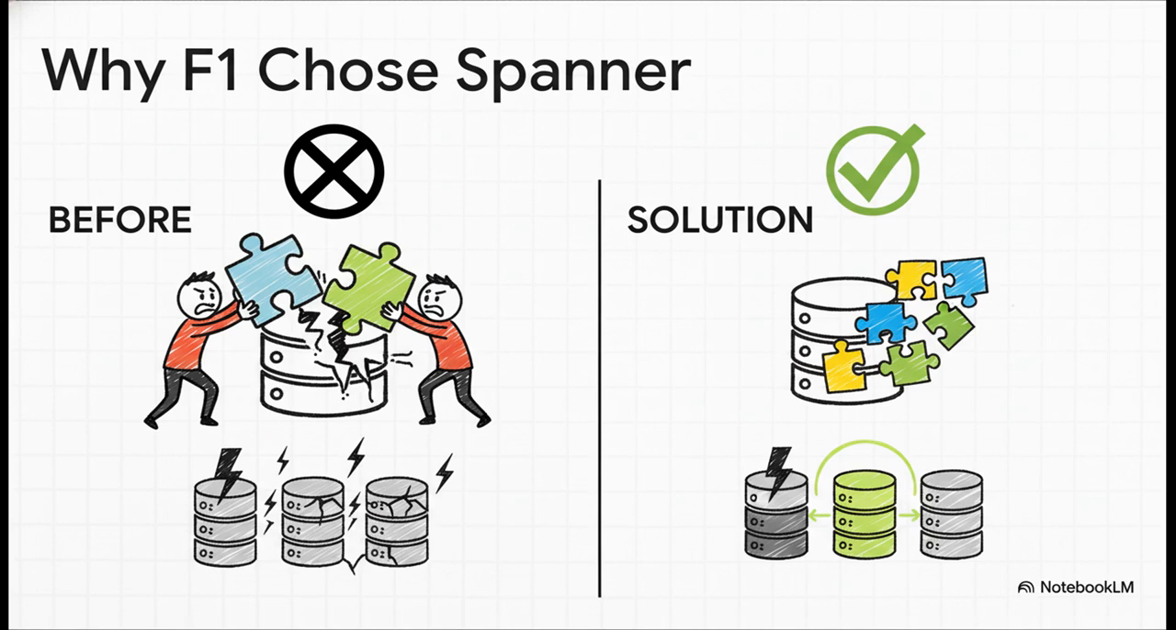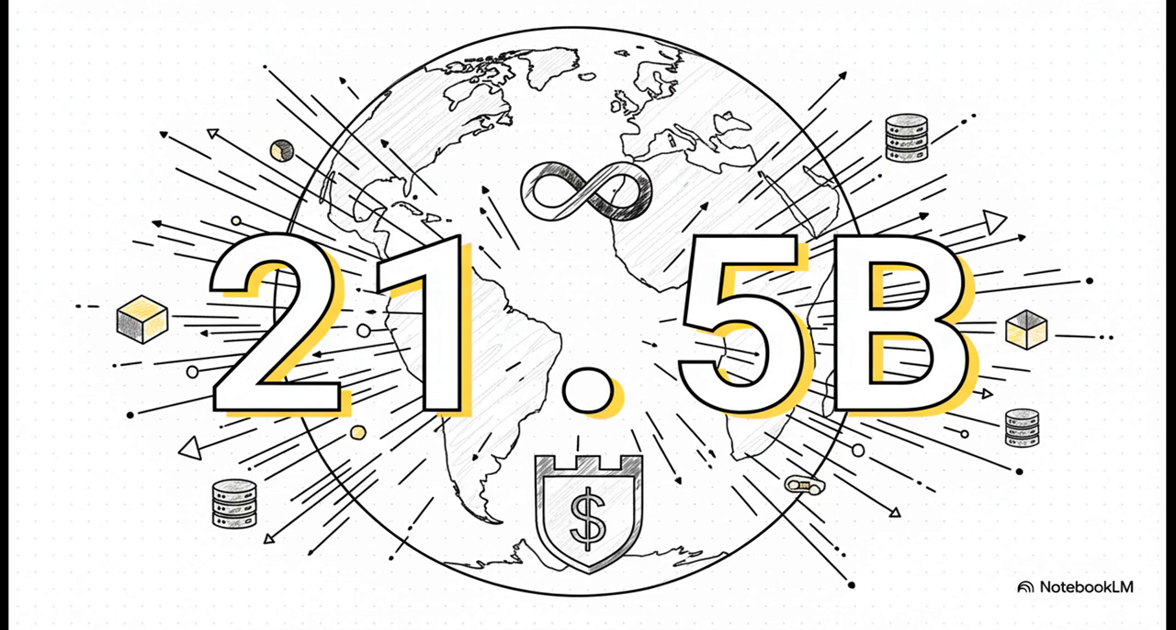What if a whole data center goes offline? Spanner just fails over automatically, no sweat. And most importantly, it gave them those rock-solid transactional guarantees they desperately needed to run the business. And the scale here, it's just hard to wrap your head around. On any given day, the F1 system on Spanner is handling over 21.5 billion read operations. So no, this isn't some side project. This is the engine of a multi-billion-dollar business.